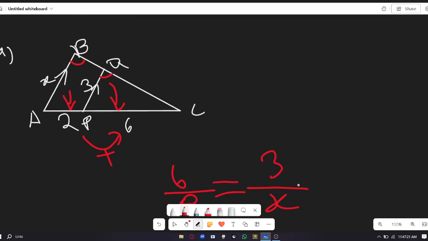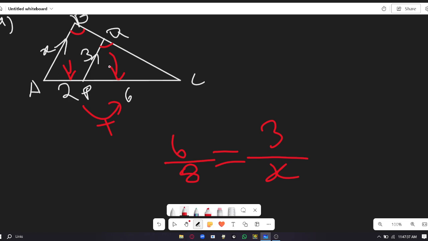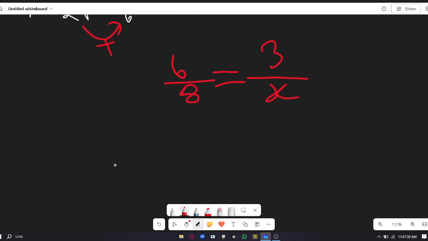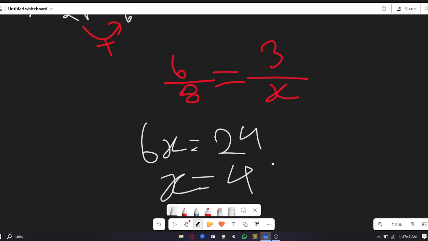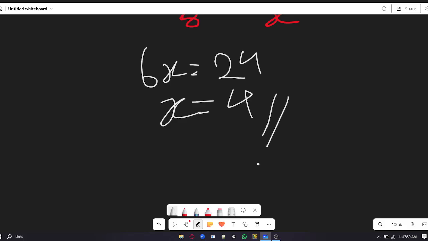Now, if it's already mentioned that the triangles are similar, it means you can just take the ratio of any two sides. So we took this side and that side, this side and that side. So we can find the value of x, right? So 6x is equal to 24, x is equal to 4. There you go, that's the answer.